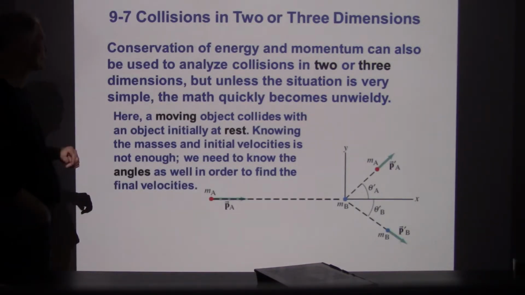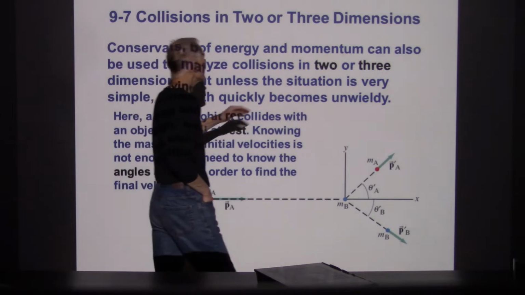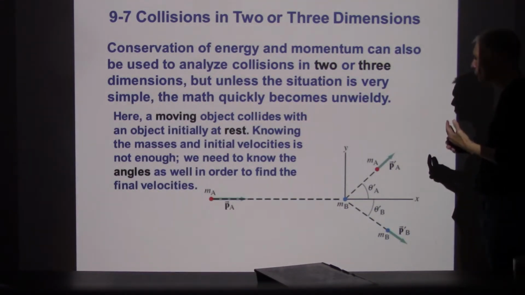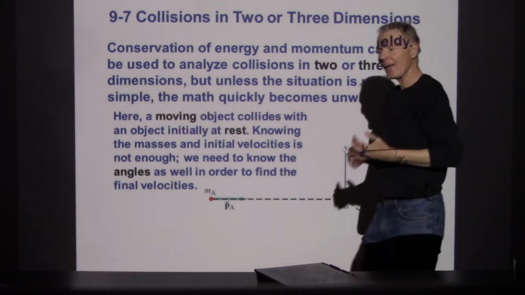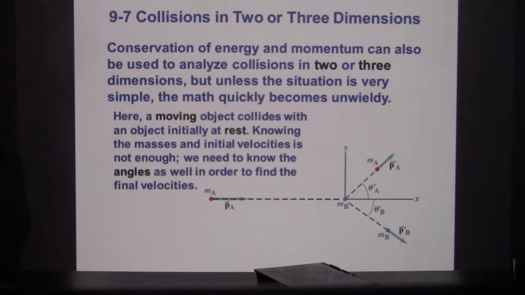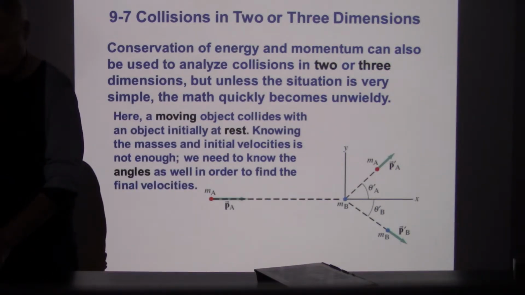All right, let's move on and look at collisions, a couple of examples in 2 dimensions. So in 2 dimensions, I'm going to have to conserve momentum in the x, and I'm going to have to conserve momentum in the y. They both have to be conserved in this example. So what's going to happen here?